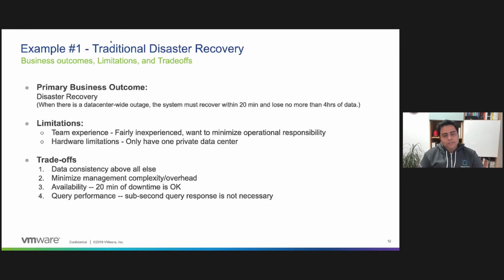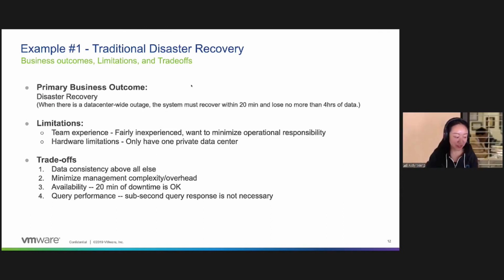Now that we've seen business outcomes, we've seen certain limiting factors, and we've seen some of the trade-offs. Let's look at a couple of examples that Judy has planned for us using the same framework. Thanks, Aditya. So it might be helpful to walk through a couple examples just to solidify our understanding of how this approach would work. So the first example that I have is just traditional disaster recovery.